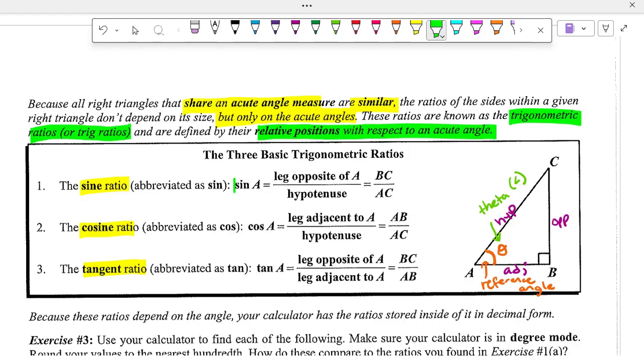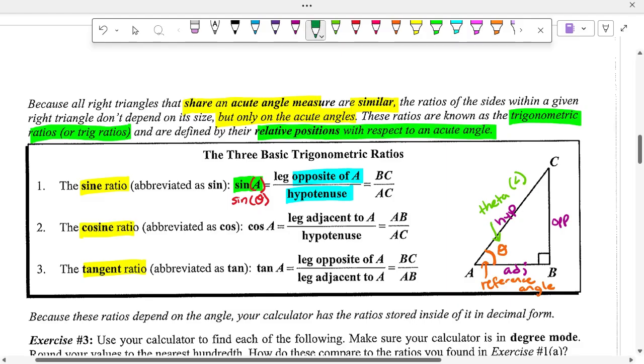Sine you see as sin of A, so that's the angle measure. You could also see it as sine of theta. It's equal to the leg opposite A over the hypotenuse. In this case, that would be BC. So just to abbreviate, sine of theta is going to be equal to opposite over hypotenuse.